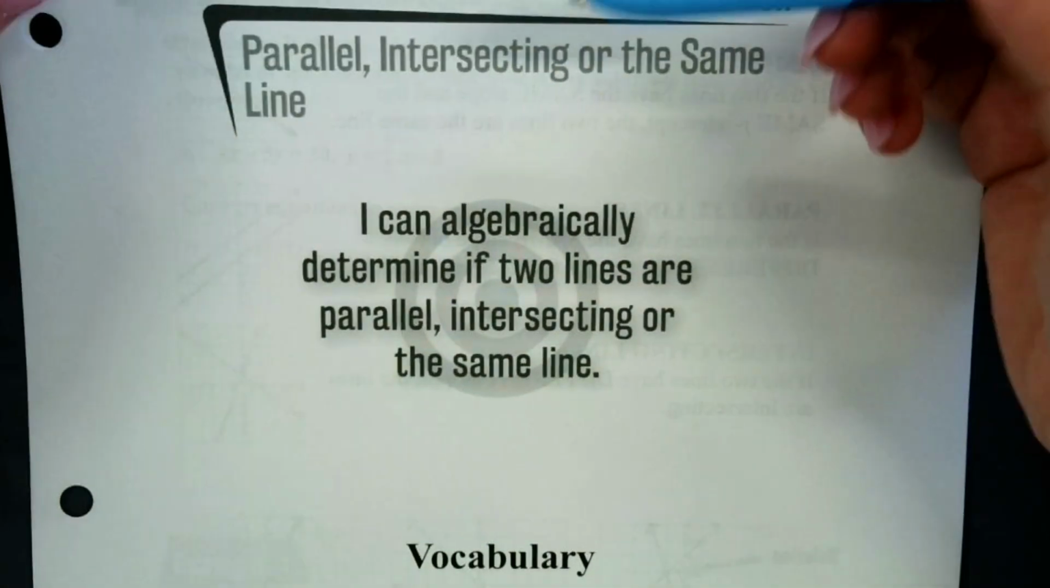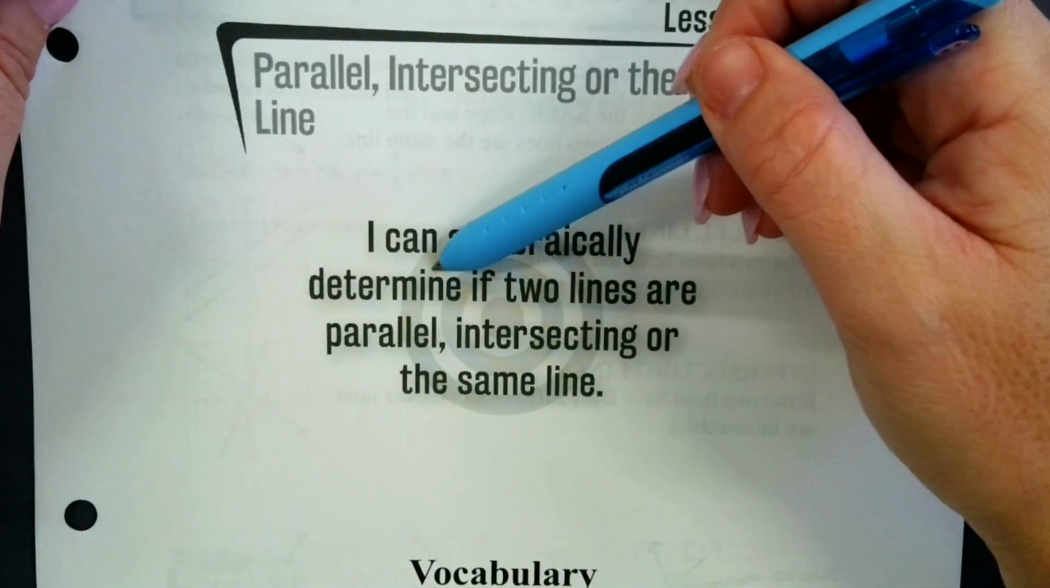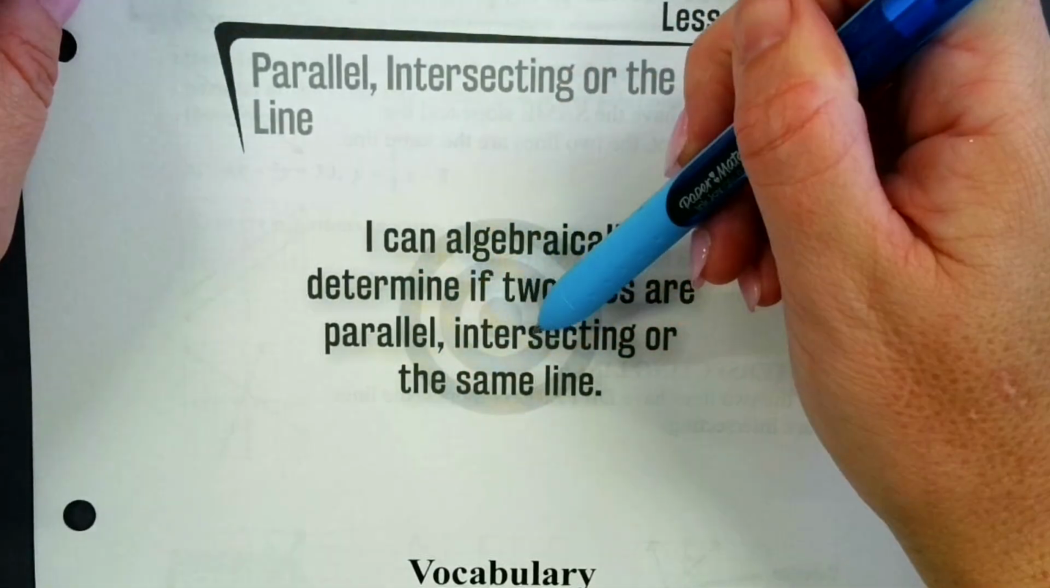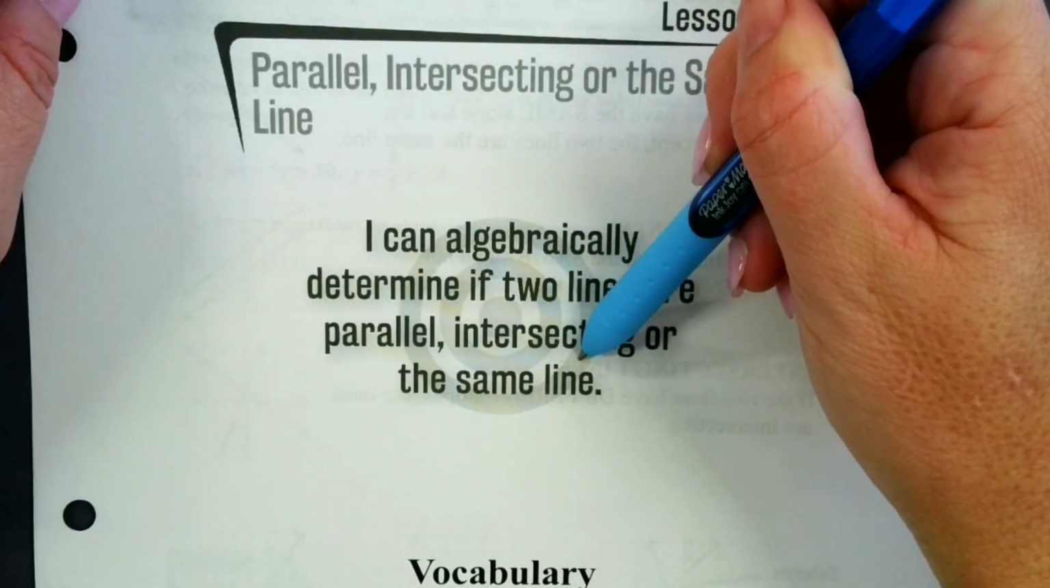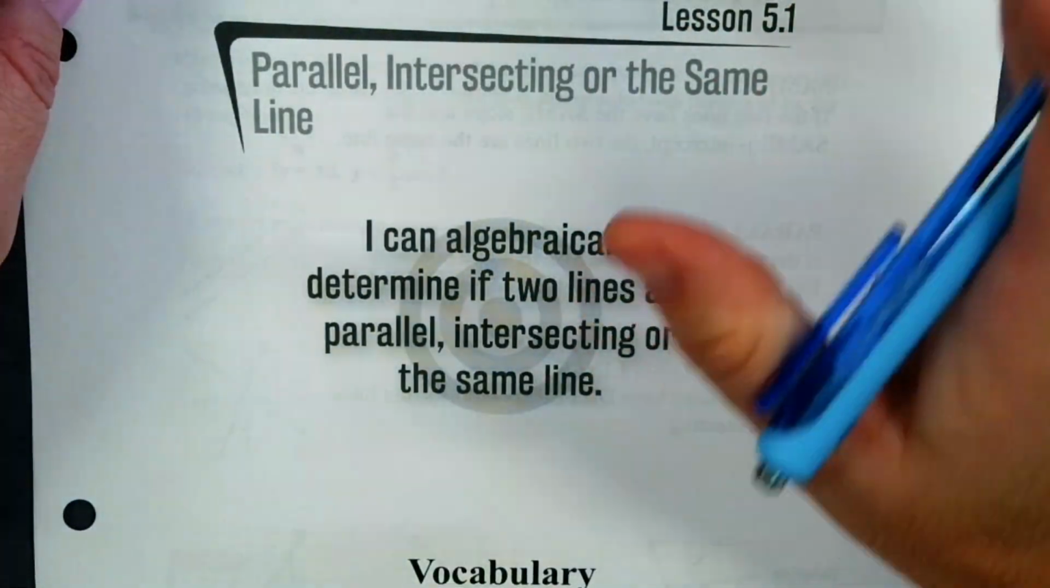Okay, I can algebraically determine if two lines are parallel, intersecting, or the same line. We just looked at that in our Explore and how to do that. Okay?